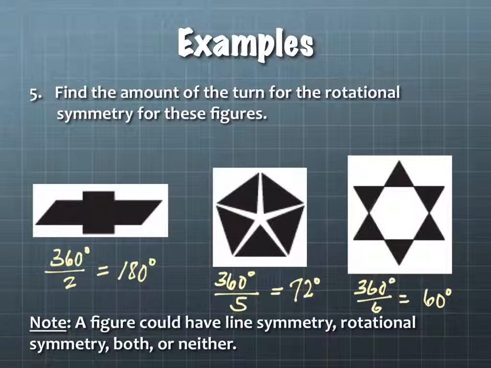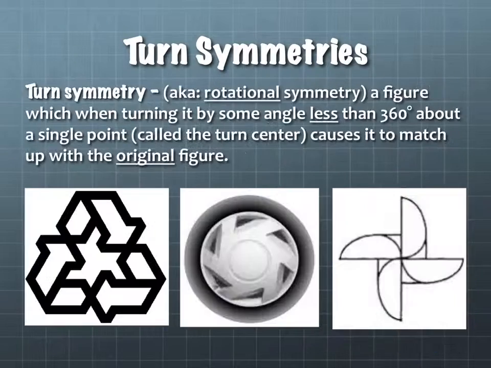Whoops. Did we actually talk about, hang on. We didn't actually talk about that last one. What does this last one have over here? Yeah, it's 90. How'd you get 90, Amy? There's 4. Yeah, 4 similar shapes, so 360 divided by 4. This one had 90-degree turn symmetry.